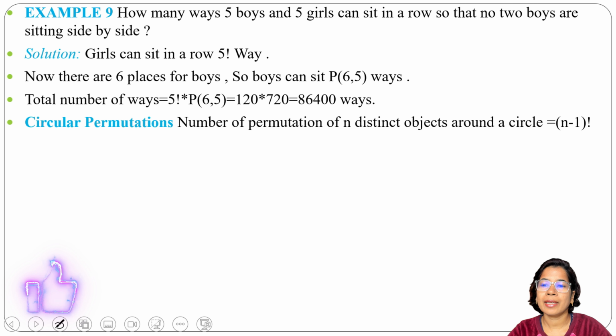We already discussed 9 examples of permutation. What is permutation? The ordered arrangement of objects is called permutation. Today I will discuss some different types of permutation. First I will discuss circular permutation.